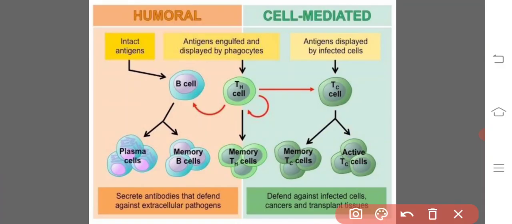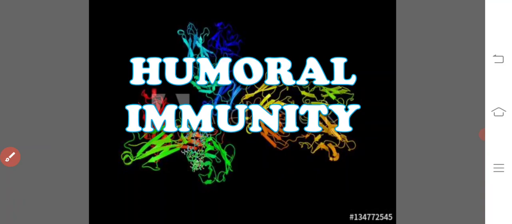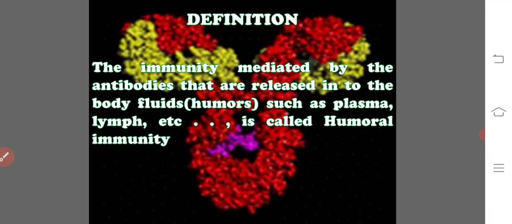See here, there is the involvement of the B cell in humoral immunity, and T cell in cell mediated immunity. Coming to humoral immunity, the immunity mediated by the antibodies that are released into the body fluids, called humors, such as plasma, lymph, etc., is known as humoral immunity.